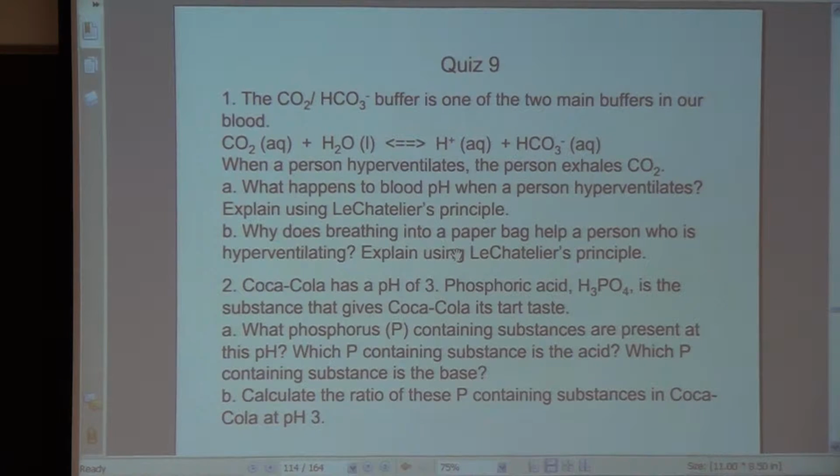Okay, so I think the term for hyperventilation is called respiratory alkalosis. Have you heard that before? No? Okay, then. Any questions on question 1?